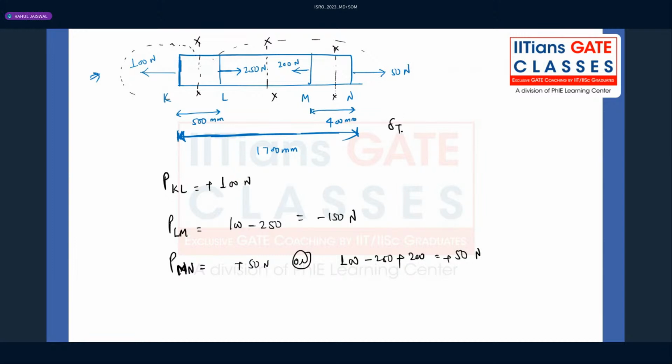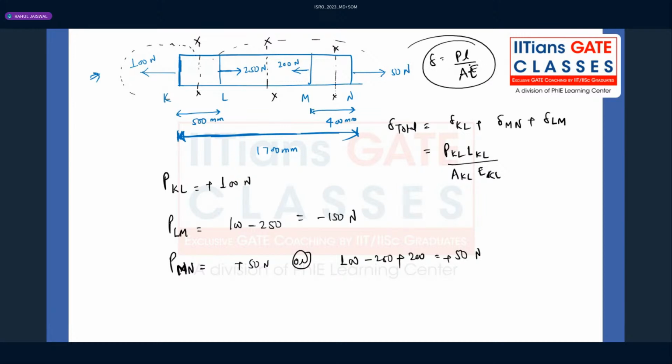Now you have to calculate the total change in the length, which is the change in length of KL plus LM plus MN. What is the KL change in length? P KL, L KL, area KL, E KL. In short, the deformation is P L divided by A E. Similarly for LM and MN, same thing, P L divided by A E. Put those values and you will get the answer.